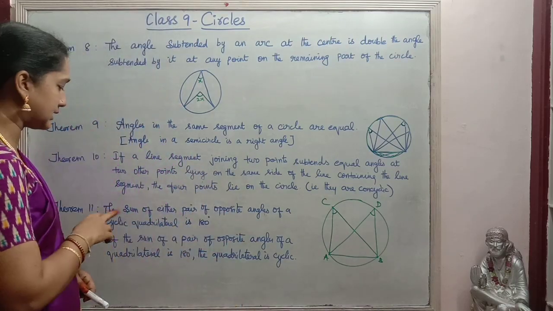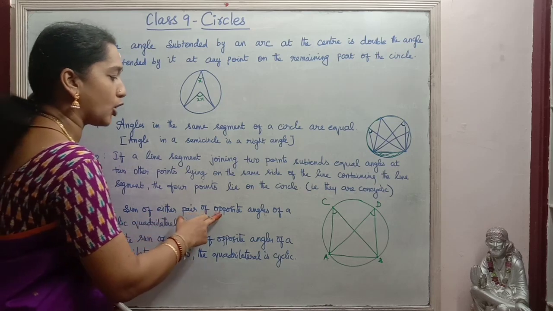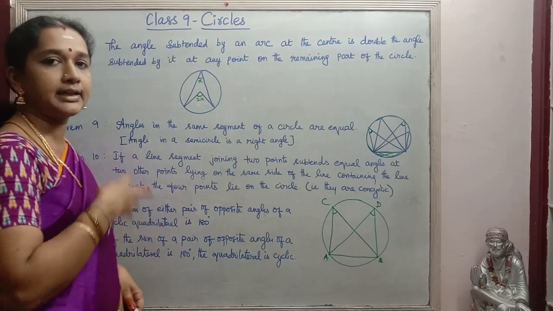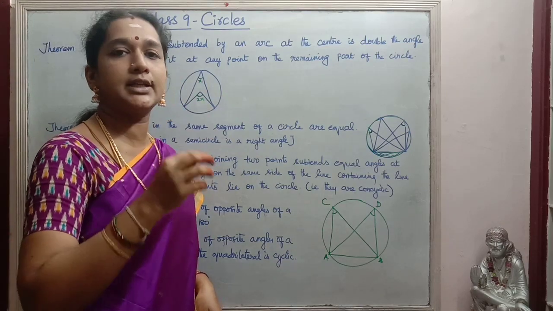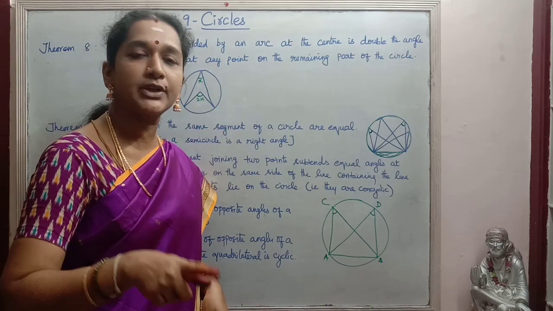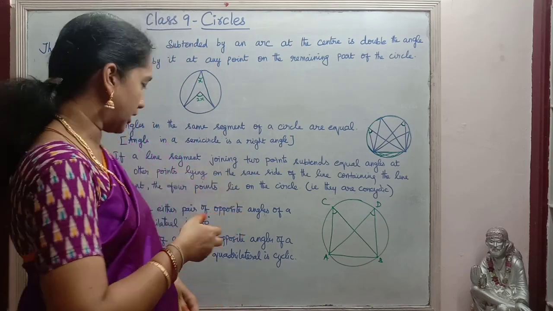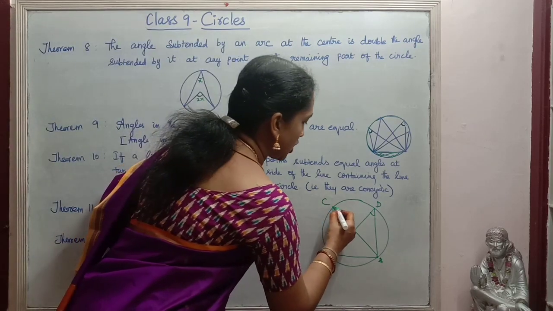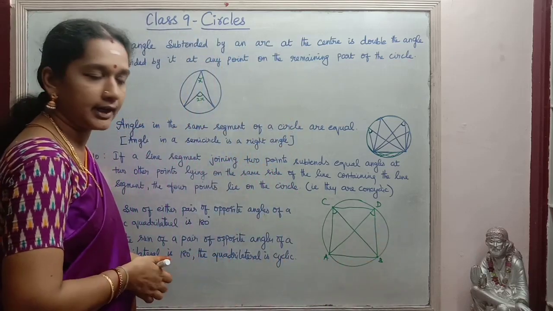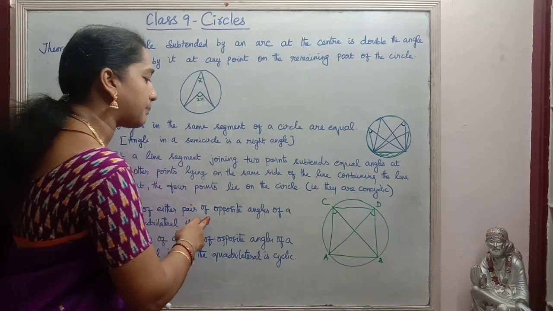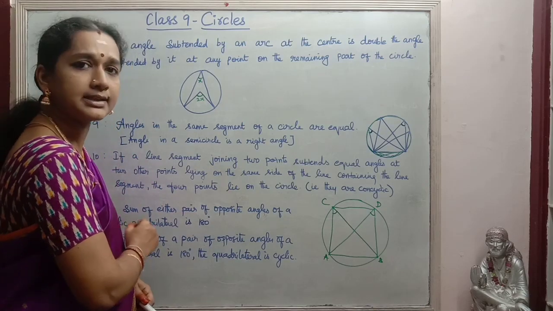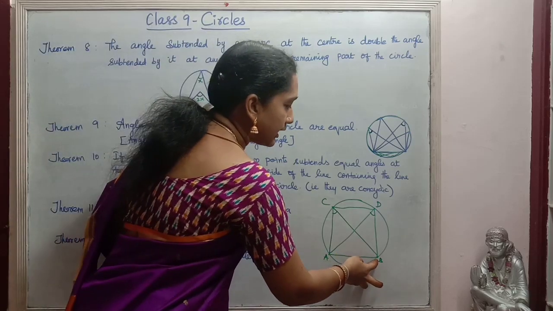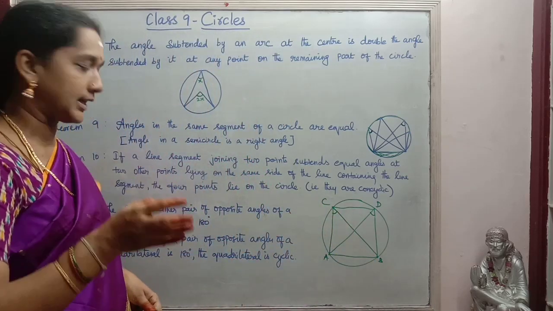Then the next theorem is that the sum of either pair of opposite angles of a cyclic quadrilateral is 180 degrees. Cyclic quadrilateral means all 4 vertices of the quadrilateral lie on the circumference of the circle. If we join this, we say it is a cyclic quadrilateral. Angle A plus angle D is equal to 180 degrees. In the same way, angle B plus angle C is also equal to 180 degrees.